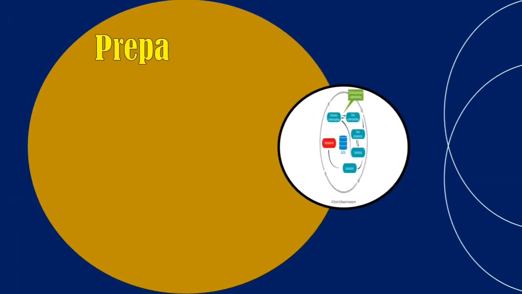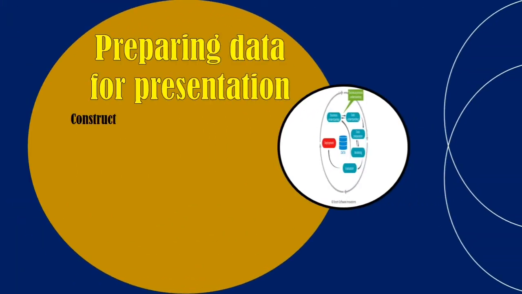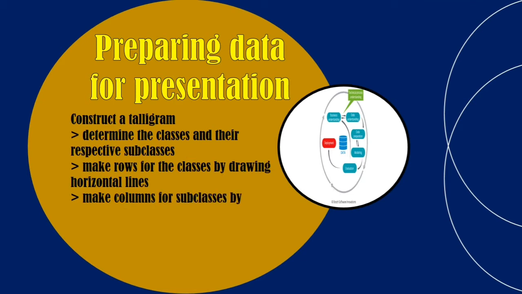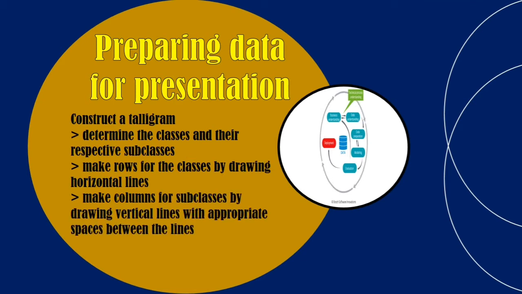Now, how do you prepare for the presentation of your data? First, you have to construct a table. That is, you have to determine the classes and the respective subclasses of your variables. Then make rows for the classes by drawing horizontal lines, and make columns for subclasses by drawing vertical lines with appropriate spaces between the lines.